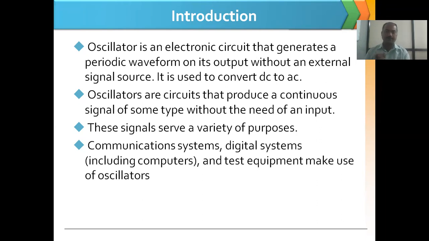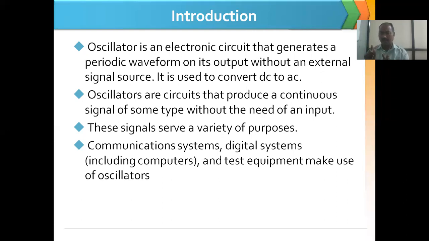Okay, now see, an oscillator is a circuit that produces a continuous signal of some type without the need of an input, right? I'm telling you, we don't apply any input, yet it generates the output. The reason is that we have applied the DC signal for the operation of your oscillator, and due to that DC signal, there will be formation of some random signal, right?